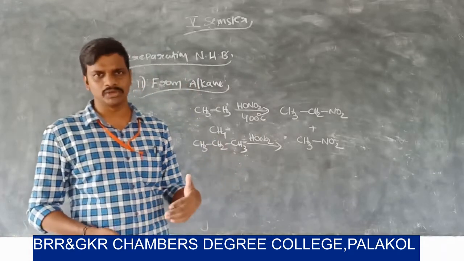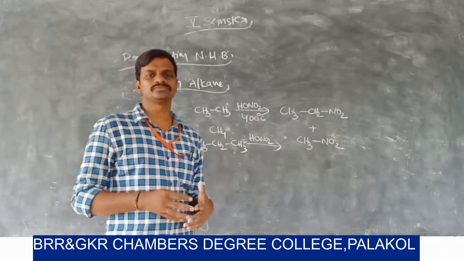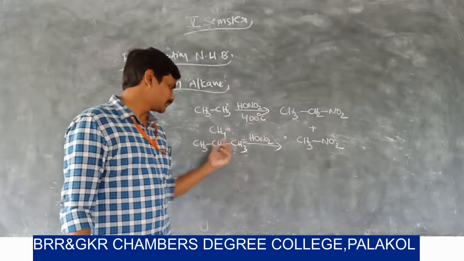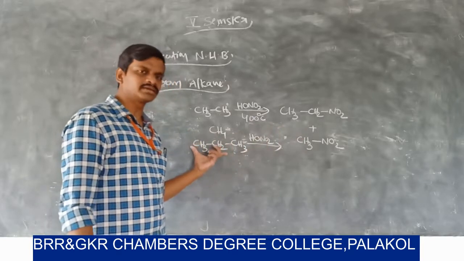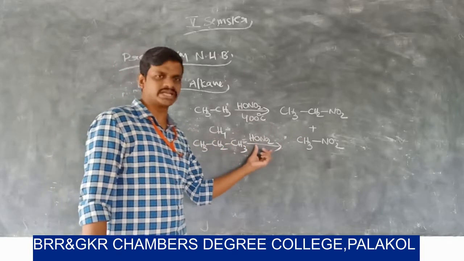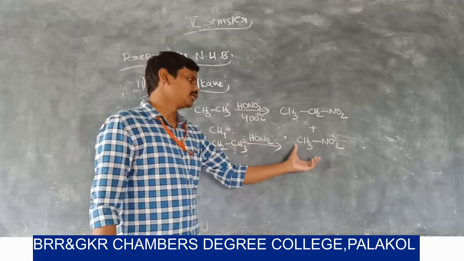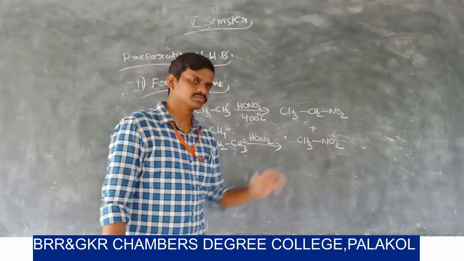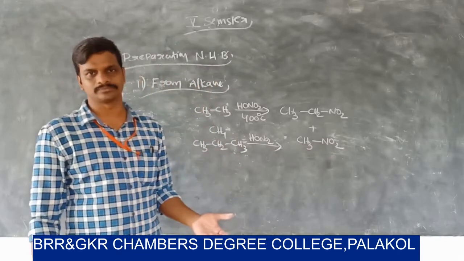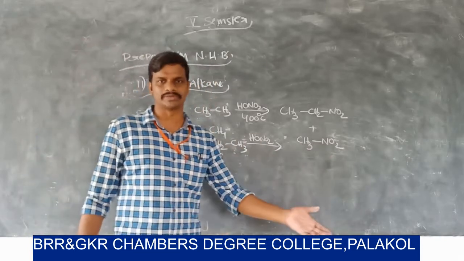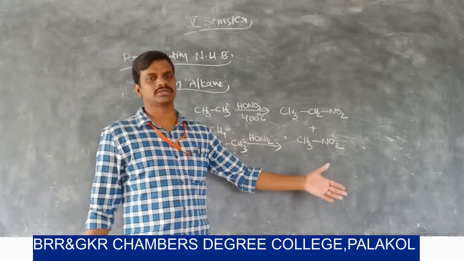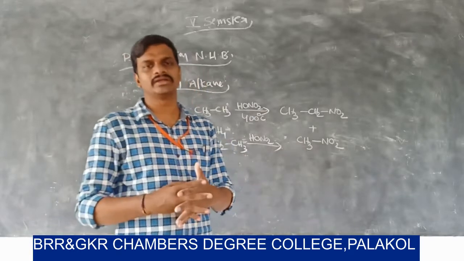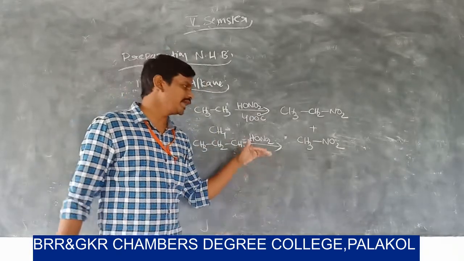If any reaction gives a mixture of products, then the yield of the desired product decreases. For example, our aim is to prepare 1-nitropropane. I can take propane and carry out the nitration reaction. I get 1-nitropropane along with 2-nitropropane, nitroethane and nitromethane. But our aim is to prepare 1-nitropropane, and we get a mixture of products. So finally, the yield of the desired product, 1-nitropropane, decreases. That is the main drawback.